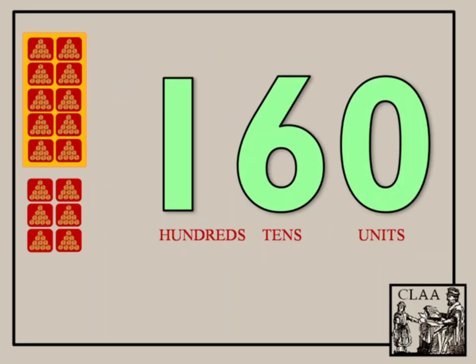How many pennies do you see in this slide? There are 2 different ways you could count them. You could say there are 16 sets of 10. Or you could say there is 1 hundred and 6 sets of 10. 6 sets of 10 makes 60. There are 160 pennies on this screen. 100, 6 tens, and 0 units left over. 160.